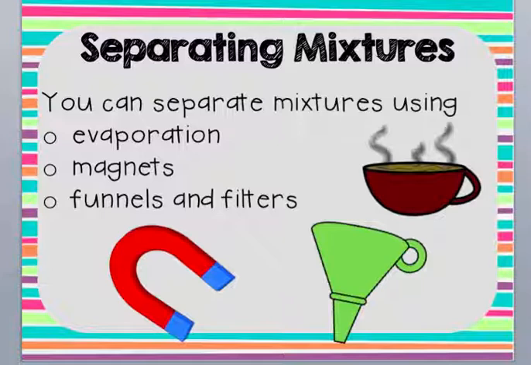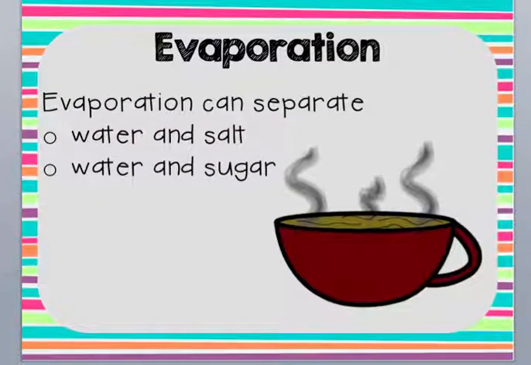Sometimes when we want to separate a mixture, you can use a couple of different tools. You could use evaporation, you could use magnets, you could use funnels and filters to separate out the mixtures. Evaporation can separate water and salt, water and sugar, and you could even do it with muddy water. If you left it out long enough, eventually the water would all evaporate and leave behind the dirt.